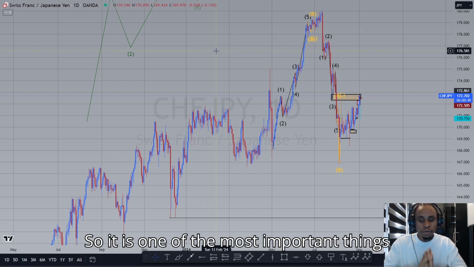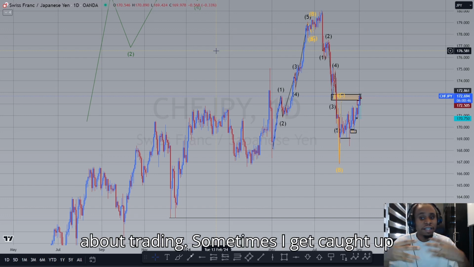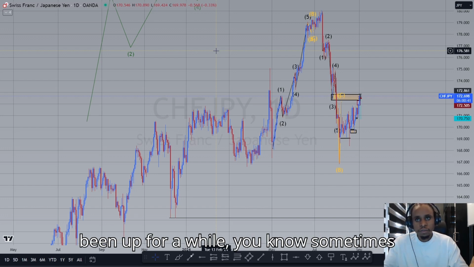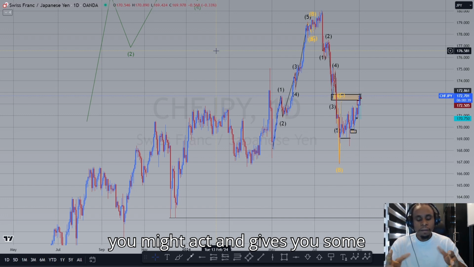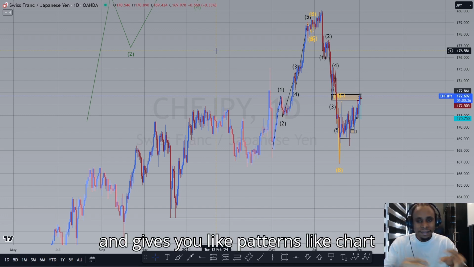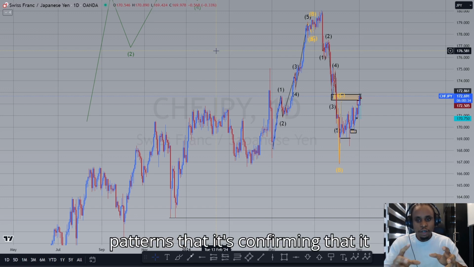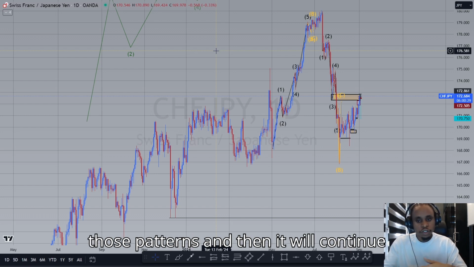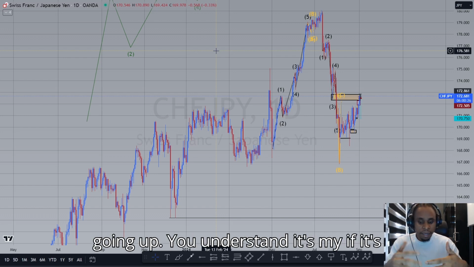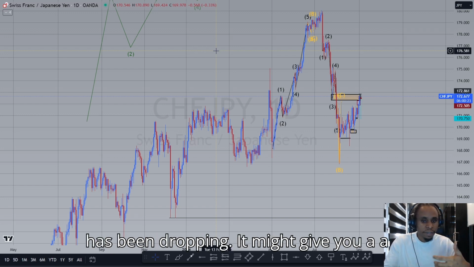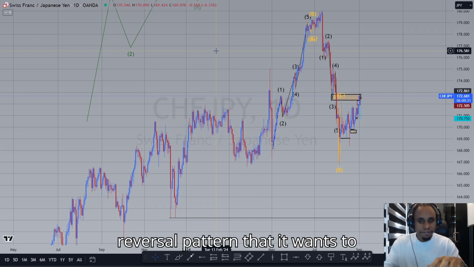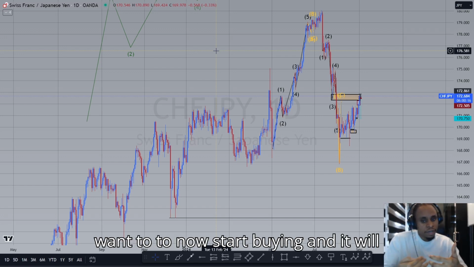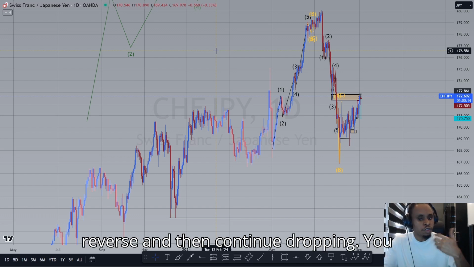It is one of the most important things about trading. Sometimes I get caught up in it, but if the market has been up for a while, it might give you sharp patterns confirming that it wants to go down, and then it will continue going up. You understand? If the market has been dropping, it might give you a reversal pattern that it wants to start going up, and you might start buying, and it will reverse and then continue dropping.